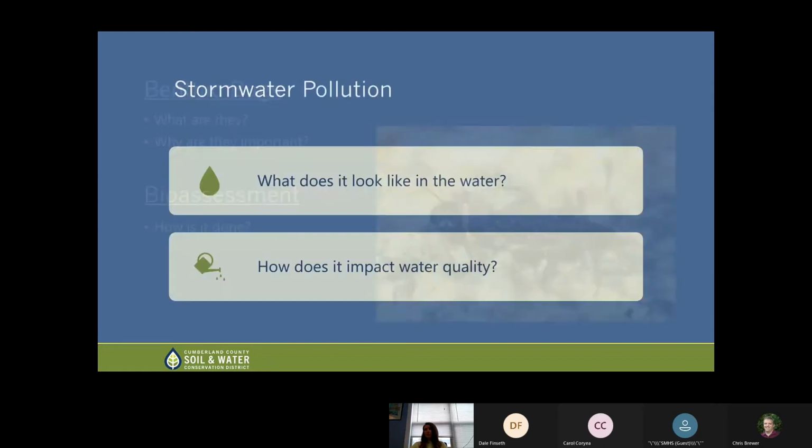All right, so now we'll move on to talk about some of the different types of pollution that can make our water really unhealthy. And so we'll be looking at what it looks like when it's in the water. Is it affecting things like the clarity, or is it affecting the temperature through that as well? So we'll look at how it's impacting the water quality.